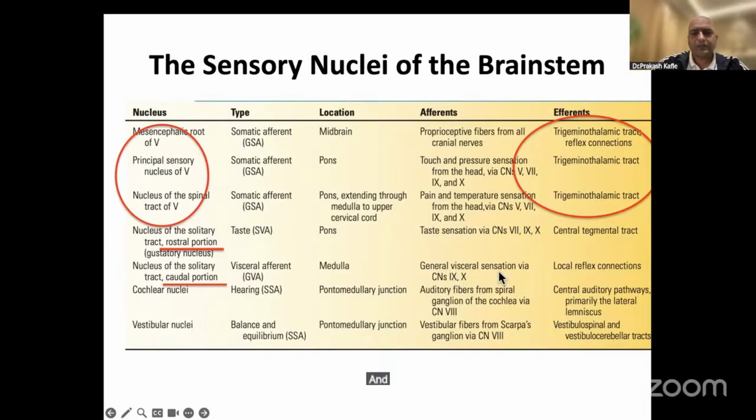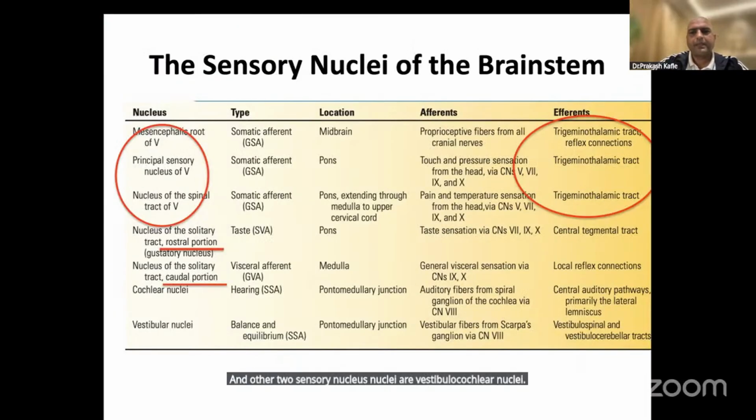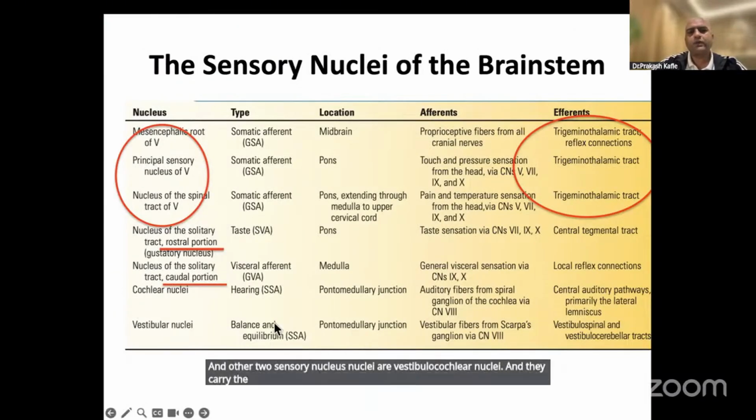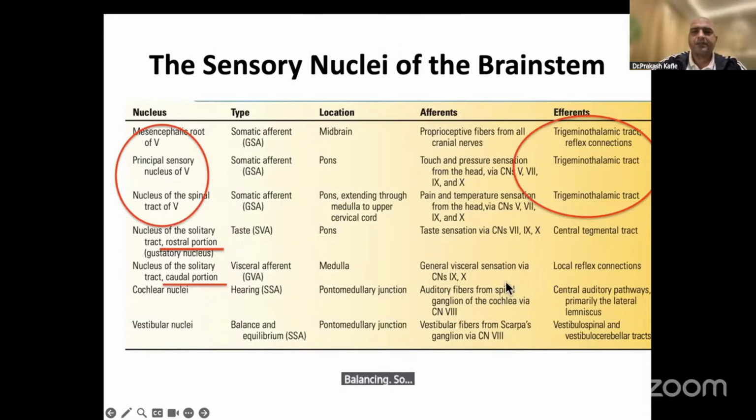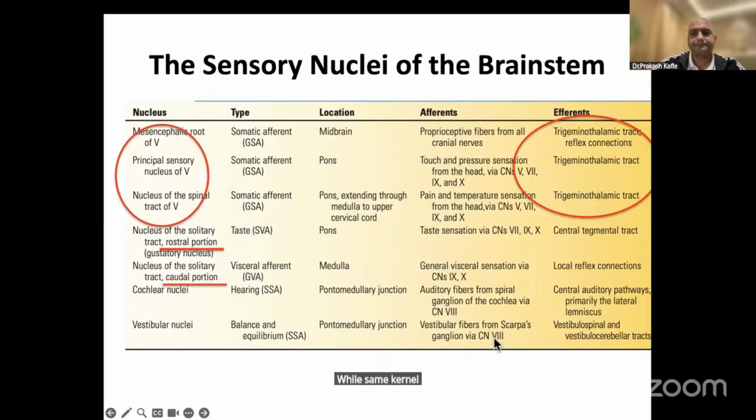And the other two sensory nuclei are the vestibulocochlear nuclei, and the cochlear is responsible for auditory function, whereas the vestibular nuclei are responsible for balance. The auditory part is carried especially by fibers from the spiral ganglion, whereas the vestibular fibers come from Scarpa's ganglion, yet the same cranial nerve, the eighth.